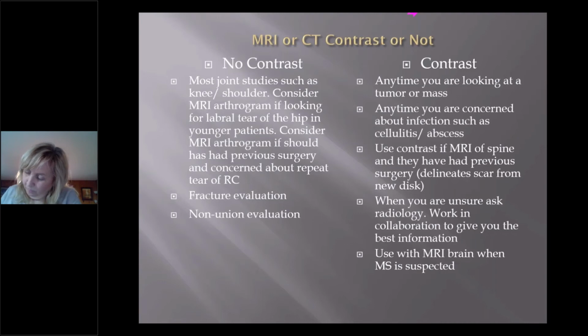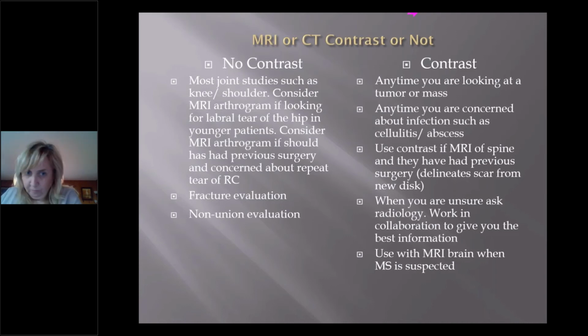So let's say Johnny had a herniated disc at L5-S1. He had it operated on 5 years ago, 10 years ago. He comes back in with sciatica. You think he may have a ruptured disc. You're not sure. You're going to get an MRI. But he's had prior surgery. So if you get an MRI with no contrast, I guarantee you there's going to be some scar tissue around that old surgical site. Now the question is, is that a new disc herniation, or is that scar? How do you know the difference? Contrast will help delineate the difference.